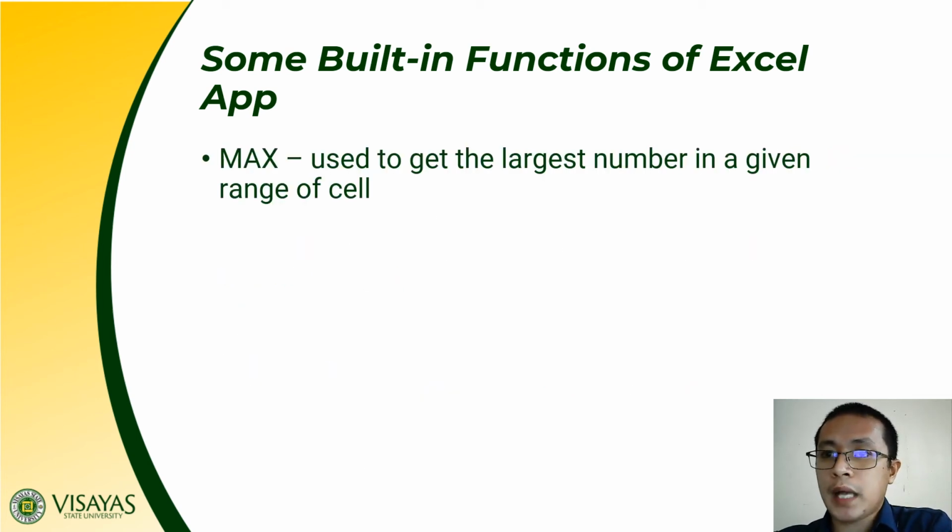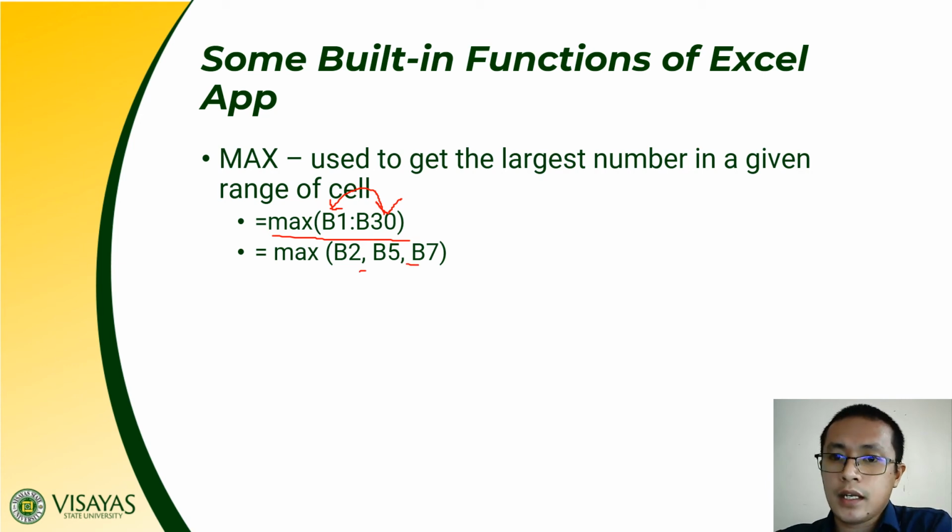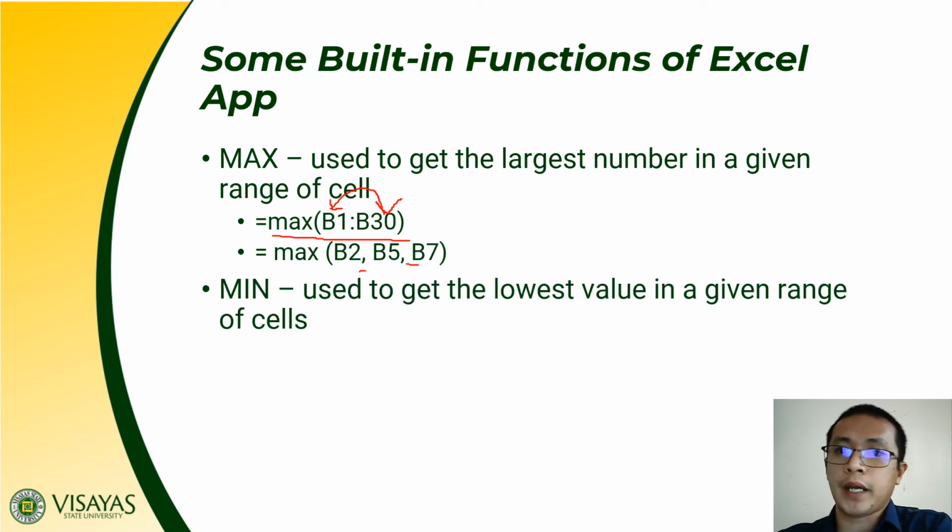You also have your max function, where it is used to get the largest number in a given range of cells. For example, max B1 colon B30, so it will retrieve the highest value among the values found in your B1 down to B30. And then again, if they are not consecutive, you need to specify every cell address where the max function is to be applied.